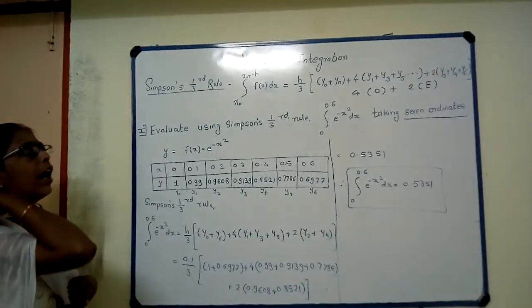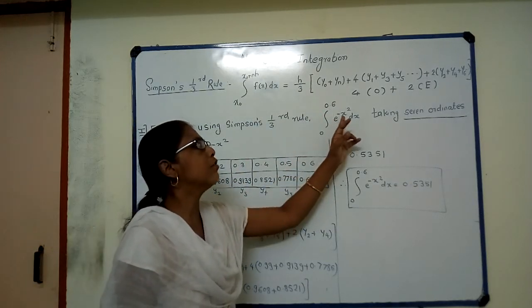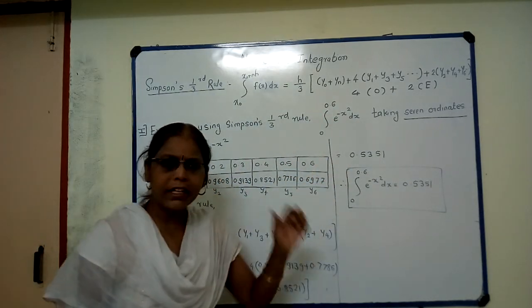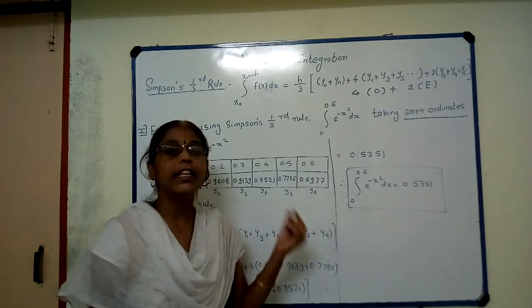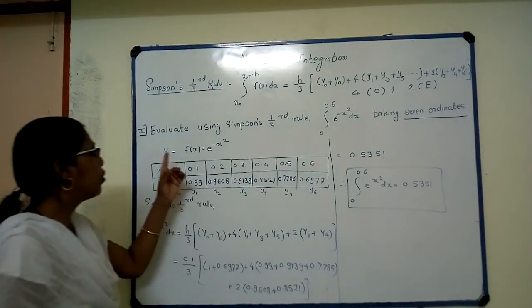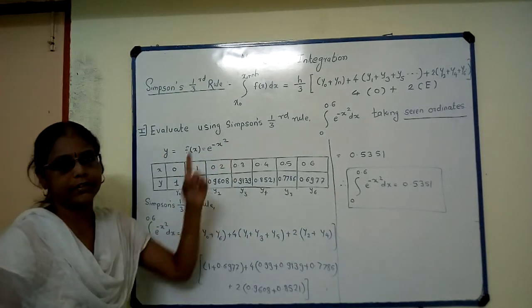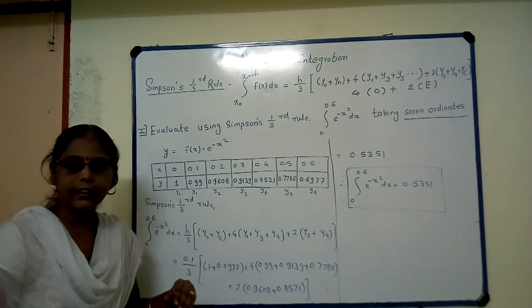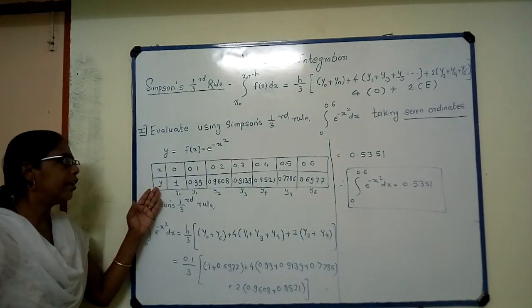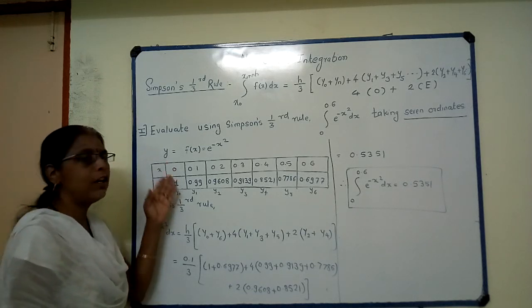Now here we have to integrate. Integration 0 to 0.6 of e raised to minus x square dx means the integrand term is e raised to minus x square. That is nothing but y. So y is equal to f of x is equal to e raised to minus x square. By using this function, we have to complete the table. The first value of y is 1.